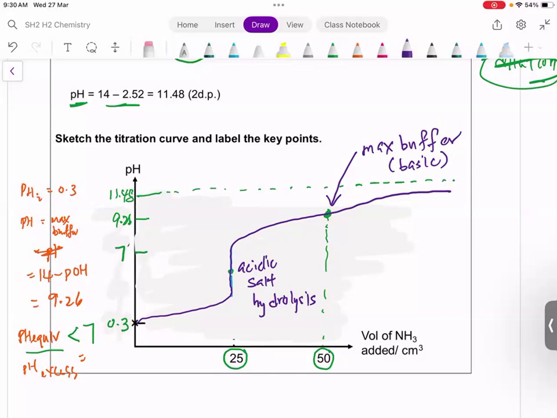Okay, so this is how I sketch. I put my points first, the volume and the corresponding pH. Okay, all the values that I've indicated are marking points. So you must label the max buffer, the volume, and the corresponding pH. Okay, you must tell me pH at equivalence point, lower than 7 or more than 7. Then of course the initial pH.